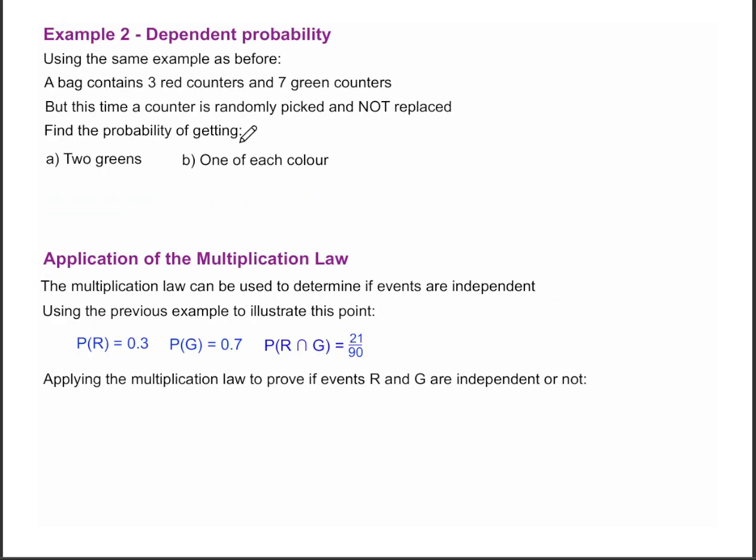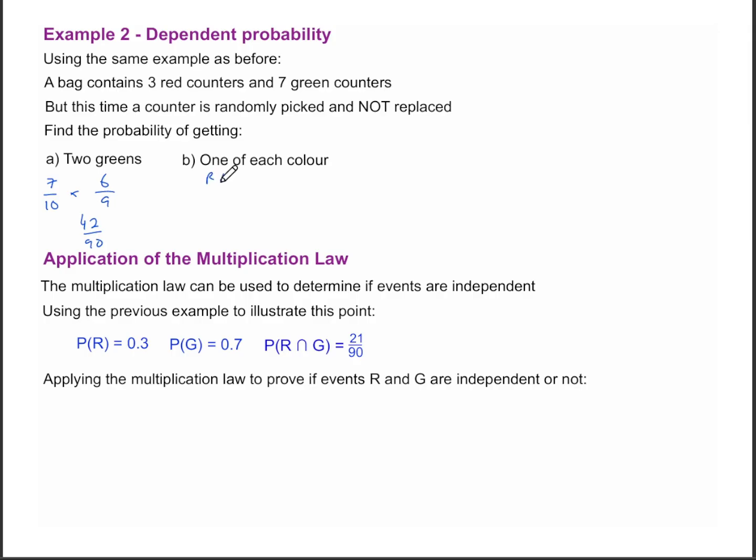Now, what if the counters were not replaced? Meaning, once you pick them out, then they stay out. What happens for you getting 2 greens is the first time you have 7 possible successes out of 10 possible counters. Then you have reduced the green by 1. So now you have 6 greens remaining because that 1 is not replaced that you picked out initially, over a total of 9 counters because again you have removed 1. This will then give you 42 over 90 as your probability. On the other hand, when you're picking one of each color, same thing happens.